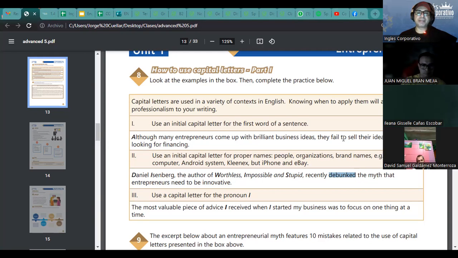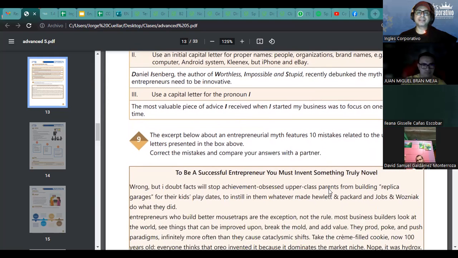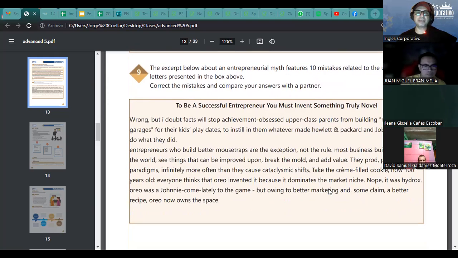Good. Perfect. So then we're gonna do exercise 9. There is a paragraph here that says the excerpt below about an entrepreneurial myth features 10 mistakes related to the use of capital letters presented in the box above. So what we're gonna do is correct the mistakes and compare. I'm going to give you a few minutes to check that one and tell me where the mistakes are. You can read it, try to understand it, and then you will be able to do that. It's going to be kind of easy, but of course, I'm going to give you enough time to check it, okay?